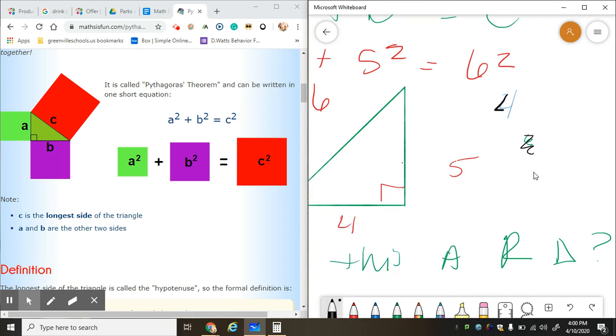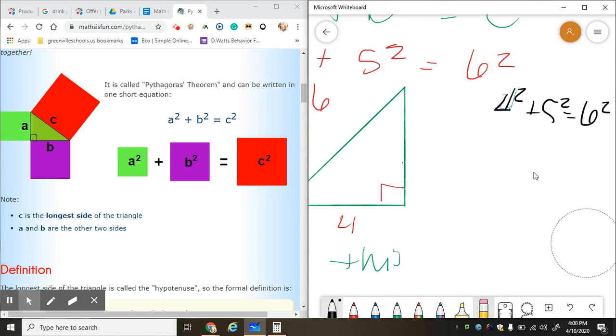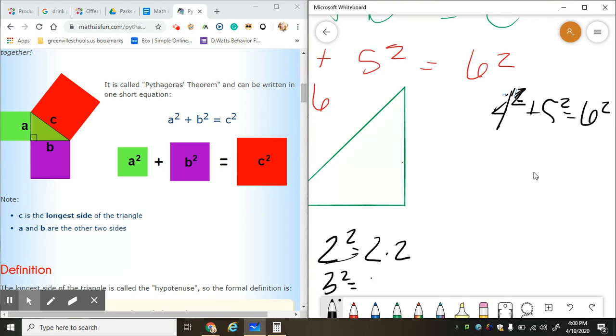There we go. So we have 4 squared plus 5 squared equals 6 squared. Okay, let's make up some room here. So is this a right triangle? Well, 4 squared really means 4 times 4. If you have anything squared, so if it's 2 squared, that means 2 times 2. If it's 3 squared, it means 3 times 3. You're multiplying 3 times itself 2 times.